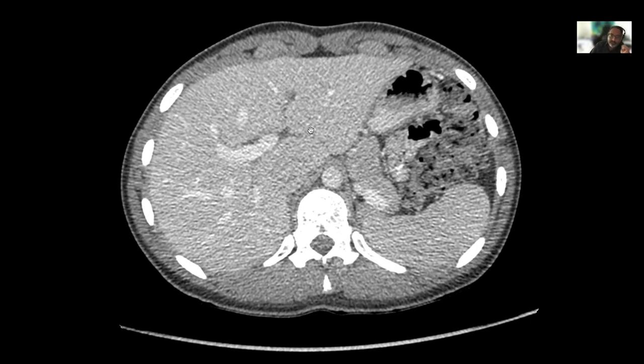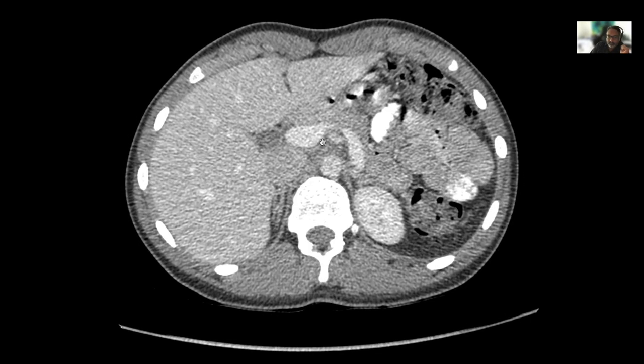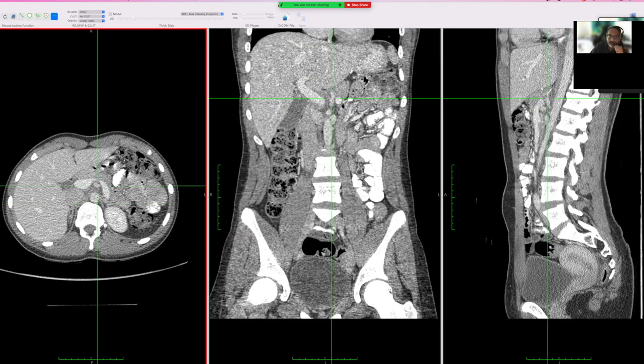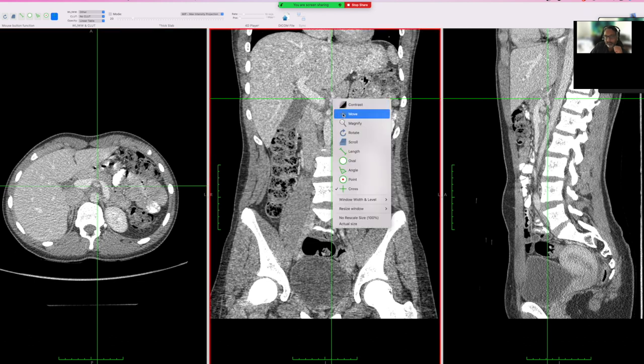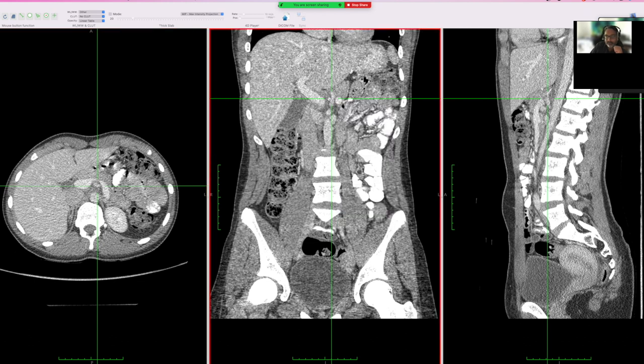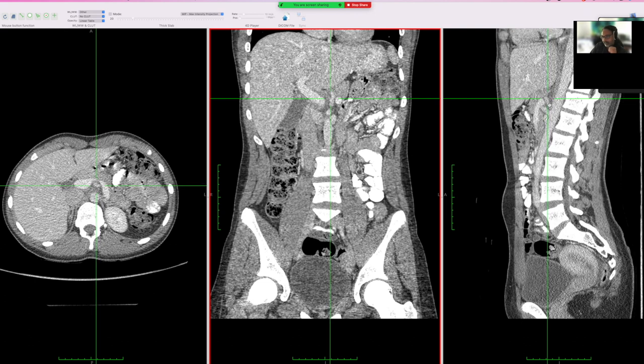Let's do these again in a different view. So I'll click on that there. That's the celiac trunk right over there. That's the abdominal aorta there, and that's the celiac trunk, and that is the superior mesenteric artery. So that's how they look. They're very close to each other in the abdomen. That's the celiac trunk. That's the superior mesenteric artery.